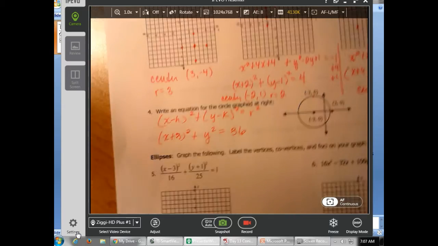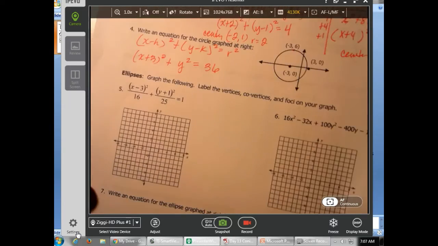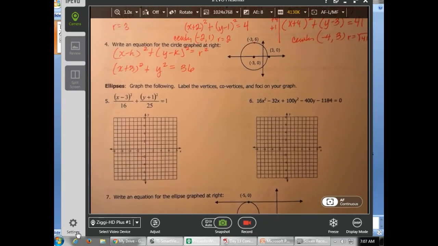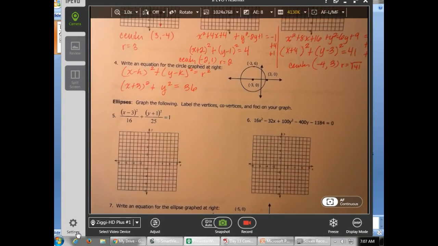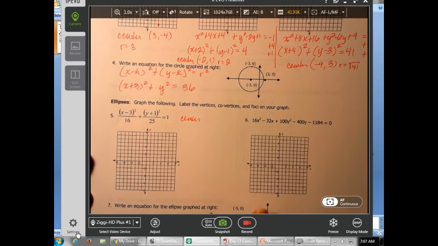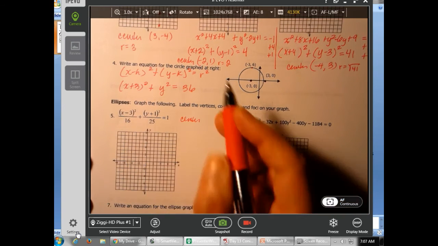Okay, now moving along to the ellipse. Okay, so these first ones are just the graphing ones, and then we'll get into some more detail. Okay, so I need my center, which is going to be 3, -1.